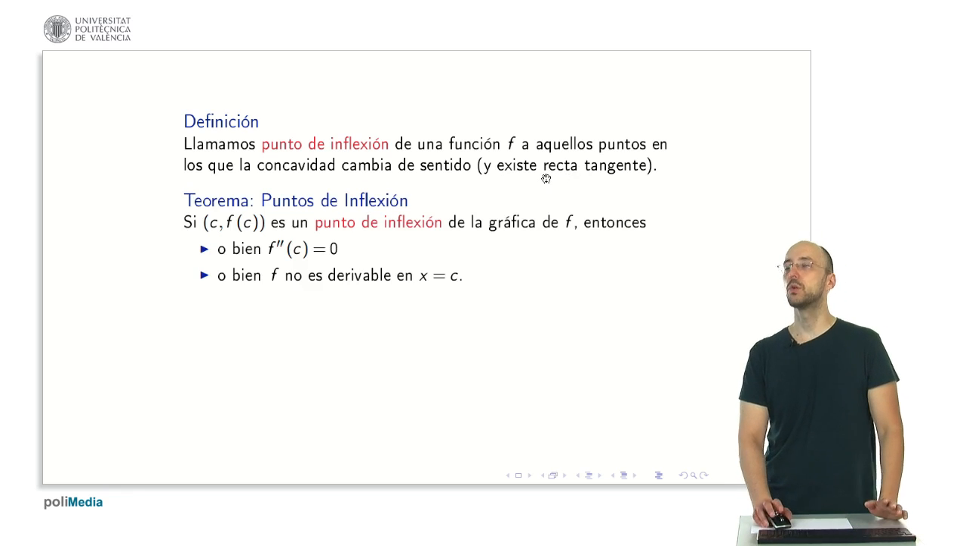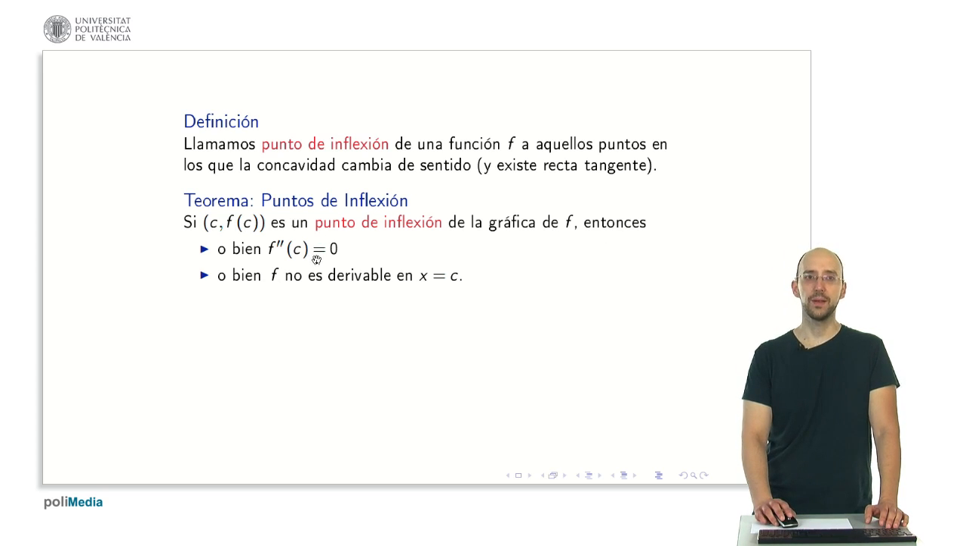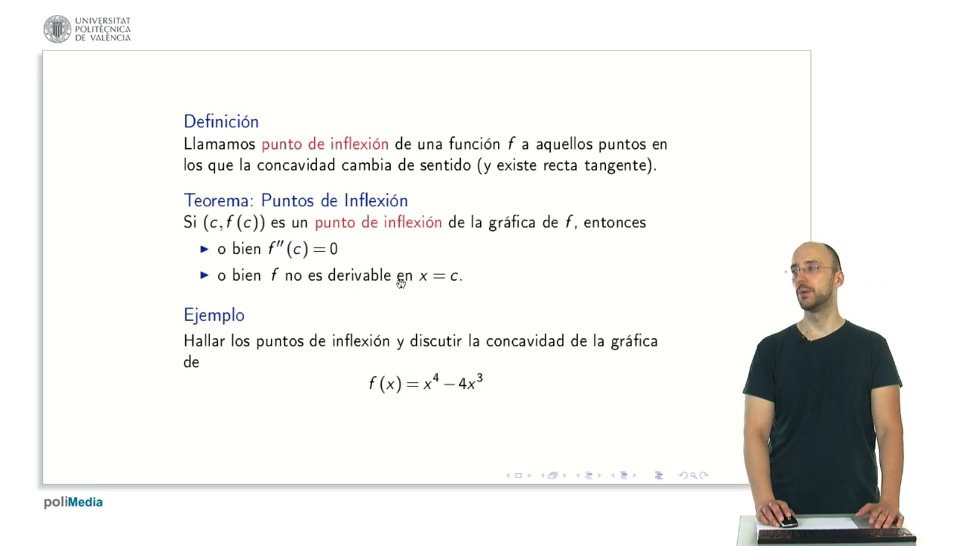Let's proceed with a theorem that guides us in locating inflection points. If c is an inflection point on the graph of f, then either the second derivative of f at c equals 0, or f is not differentiable at x equal to c. Let's illustrate this with an example.